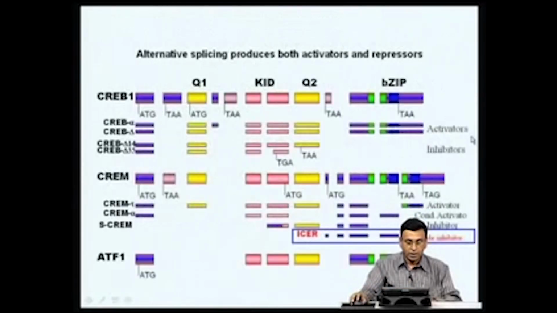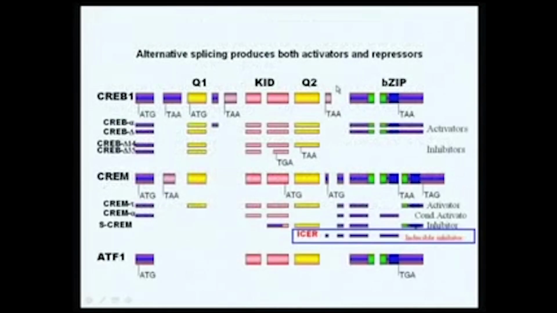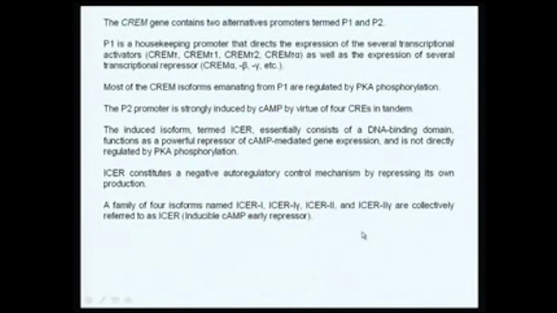If we just go back and look at the schematics here, you can see the ICER contains only the DNA binding domain, and therefore it does not contain the transcription activation domain. It can only bind DNA, but it cannot be phosphorylated by PKA, therefore it cannot interact with the transcription co-activator CBP, and therefore it cannot activate transcription. So the induced isoform, namely the inducible cyclic AMP early repressor, essentially consists of a DNA binding domain, and therefore functions as a powerful repressor of cyclic AMP mediated gene expression.